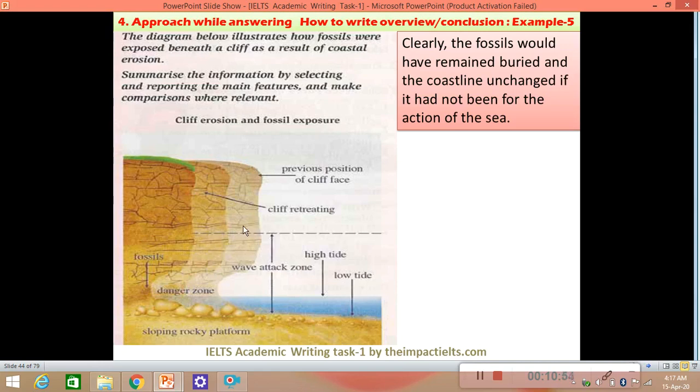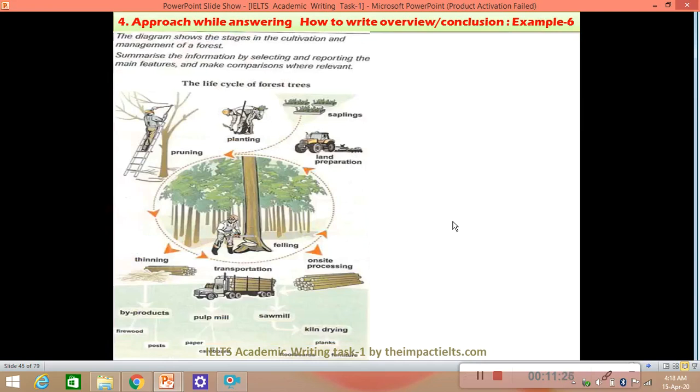Clearly, the fossils would have remained buried and the coastline unchanged, right? It could have remained buried and the coastline unchanged if it had not been for the action of the sea. Meaning if it had not been hit by the sea water again and again, there would not have been any change. I hope that suffices. That's okay, a kind of overview. Let's talk about the next one.